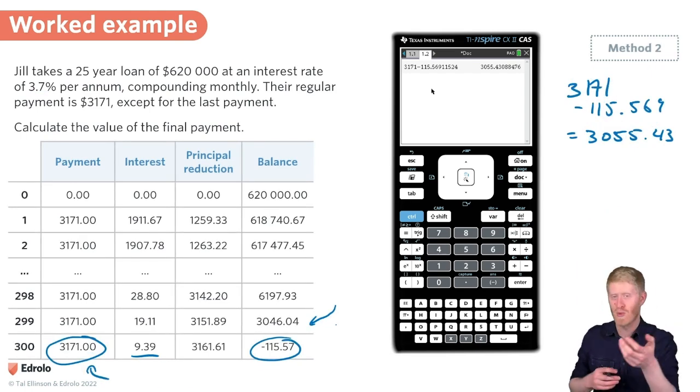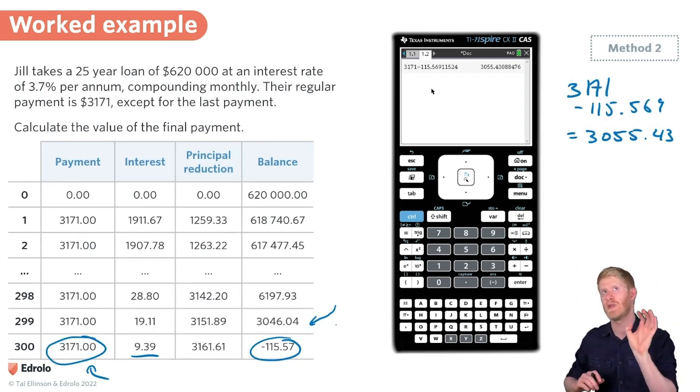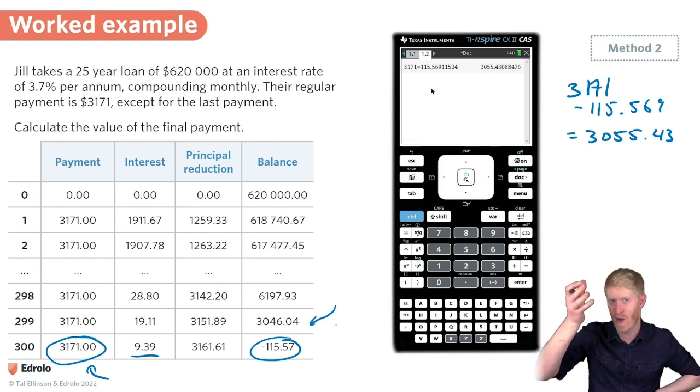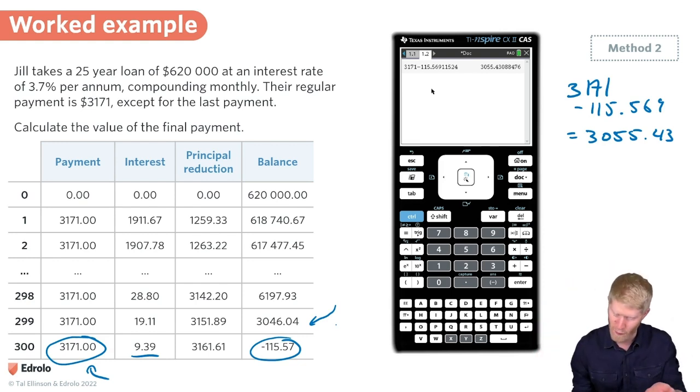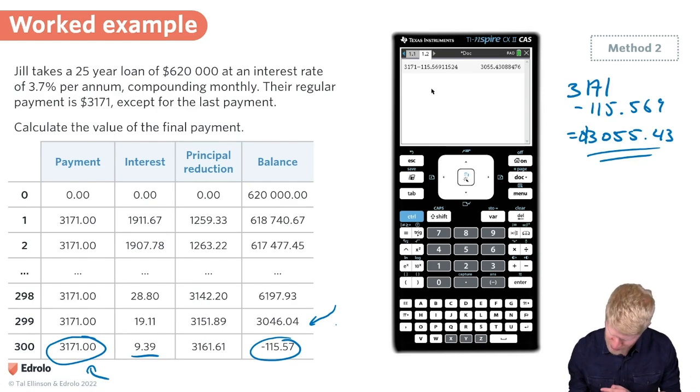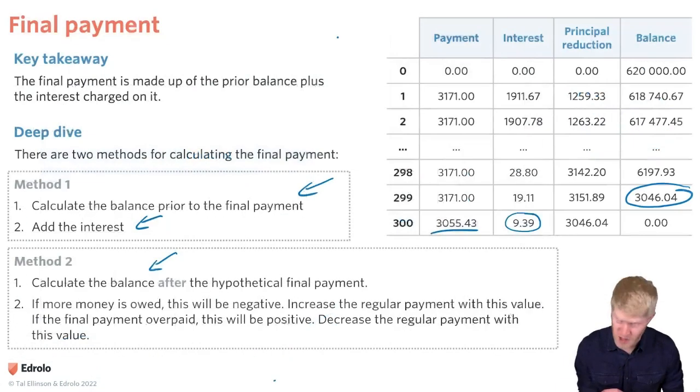So this works in one step because the interest is already added in when we make the 3171 payment. And therefore, if we subtract how much we overpaid, we get what we should have paid. Cool, that works. How do we do this? We looked at that $115 using method 2, which I described over here. We calculate the balance after the hypothetical final payment of 3171, and then we work out how much we overpaid.